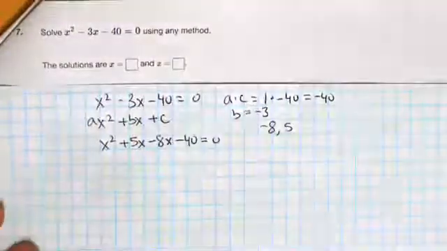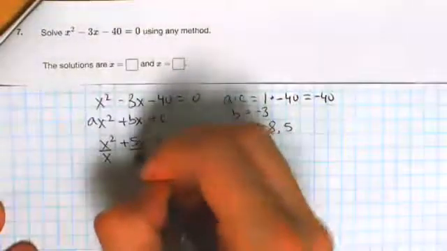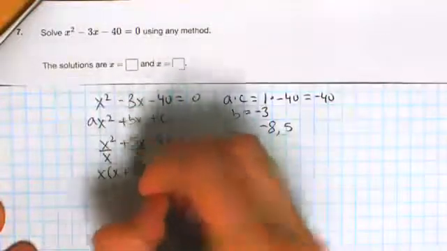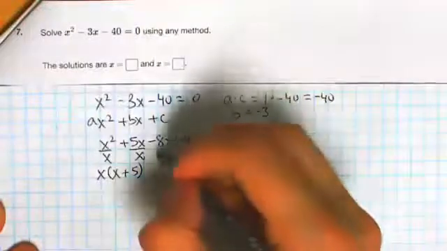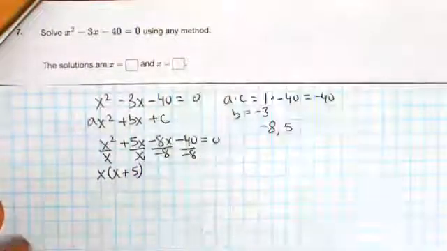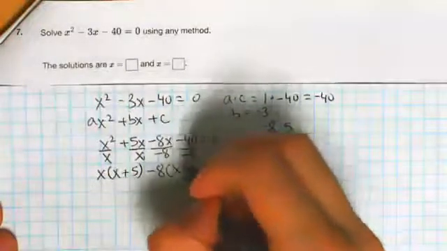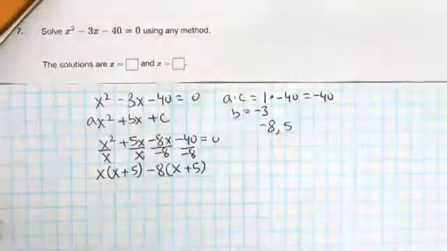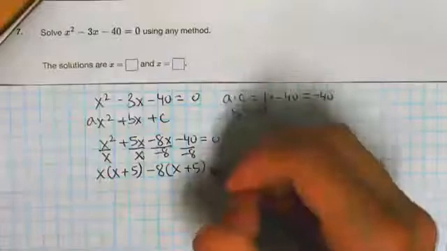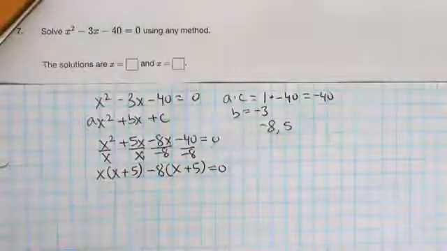And from here, we then need to factor out the greatest common factor. So the greatest common factor of x squared and 5x is x, which would give us x times x plus 5. And the greatest common factor of negative 8x and negative 40 is negative 8. So that gives us a minus 8 out here, and then gives us x plus 5. Since negative 40 divided by negative 8 is 5, which should come as no surprise considering we concluded that negative 8 times 5 was negative 40 30 seconds ago.